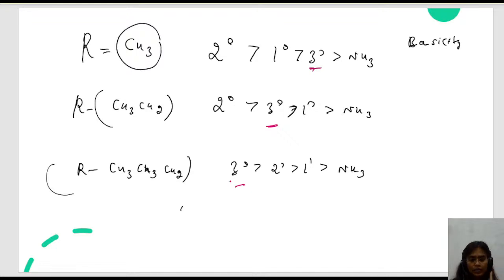So again I'm repeating: for CH3, the secondary is the winner. As soon as the size of the chain increases, tertiary starts dominating. If you are using ethyl, tertiary is in second position; if you're using propyl, first position, and so on. Okay, this is all for the order.